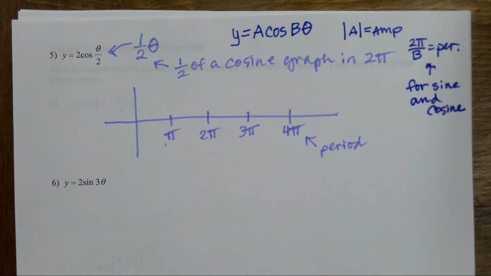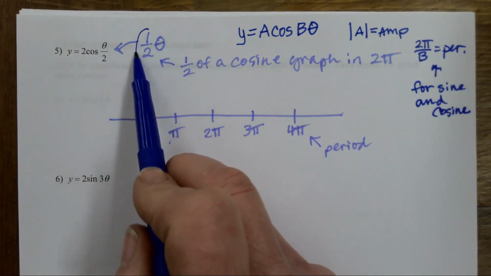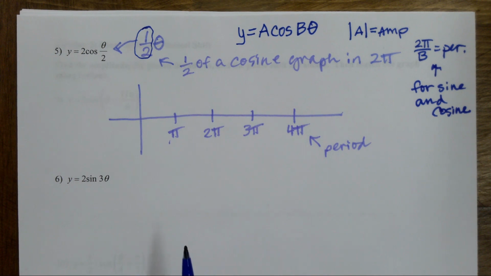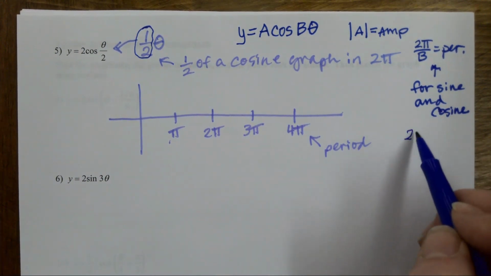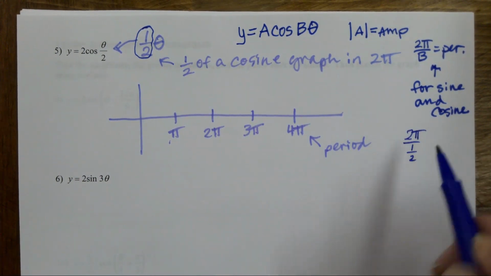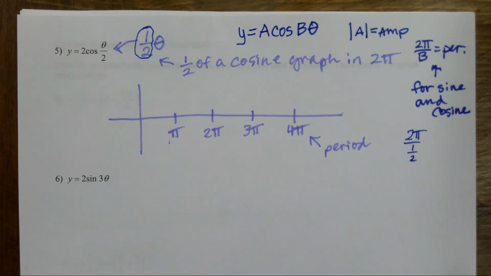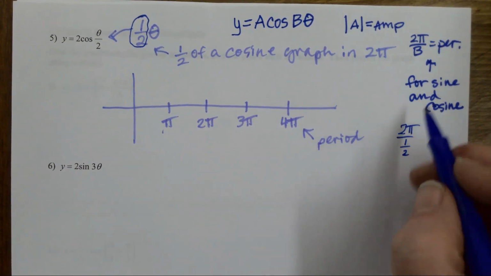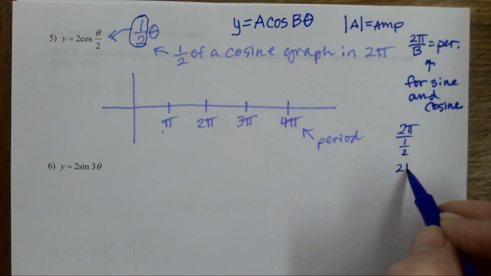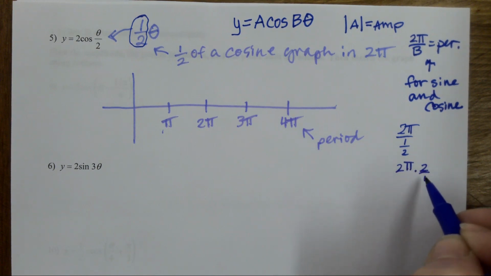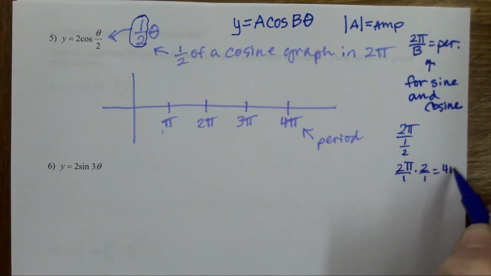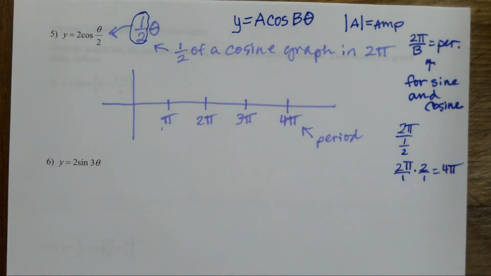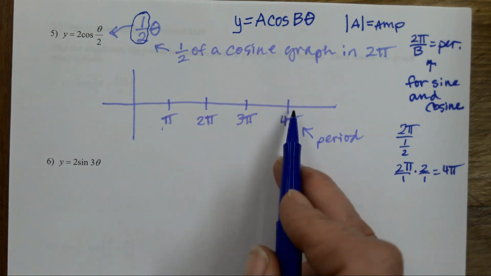So what I could do is take this 1/2, which is in my B position, and I would do 2 pi over 1/2. Well, I don't divide by a fraction, I flip and multiply, so this becomes 2 pi times 2 over 1, or 4 pi. So that's mathematically how you can do it. If you get some funky numbers, you can just plug it into that little equation. Good? Okay. So 4 pi is what I have here.